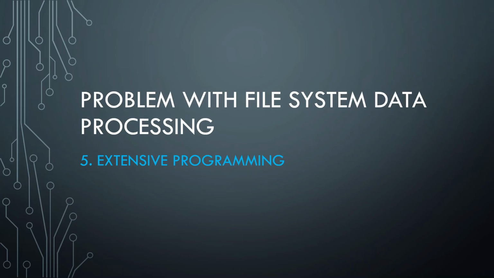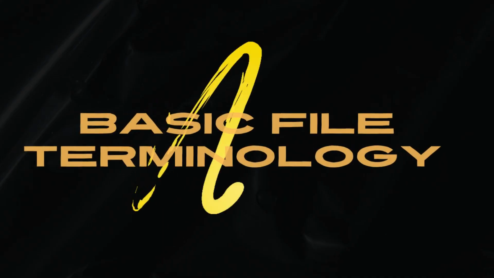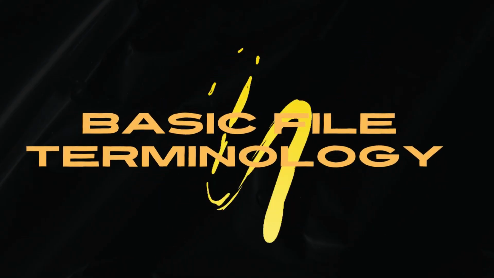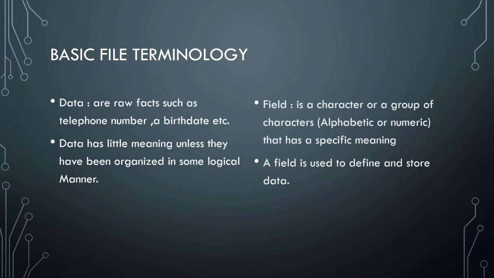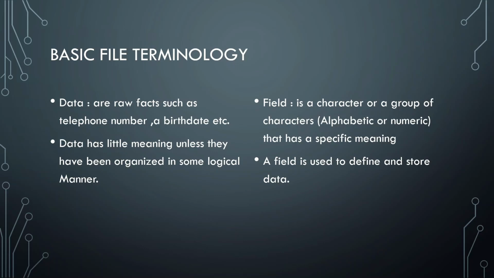Now we're gonna move on to basic file terminology. So data are raw facts such as telephone number, birth date, etc. Data has little meaning unless it has been recognized in some logical manner. So that's basically data, raw facts.